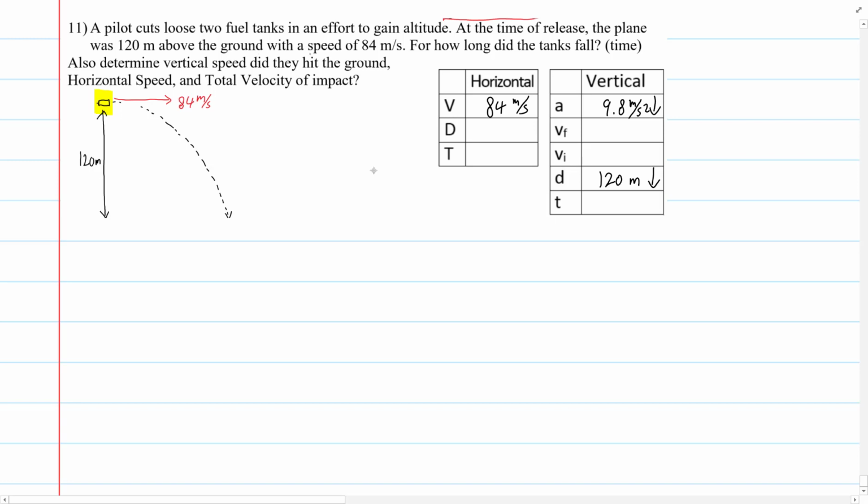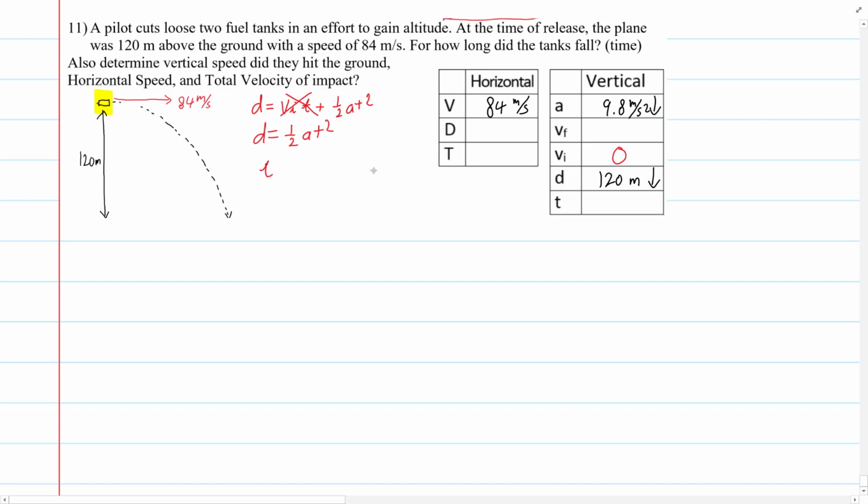It was 120 meters above the ground with a speed of 84. So we're assuming they're traveling at 84 horizontally, so the initial vertical velocity is 0 here. And if that's the case, d equals v_i t plus 1/2 a t squared. This is 0, and because that is 0, we can now use this without having to use the quadratic formula to solve for it.